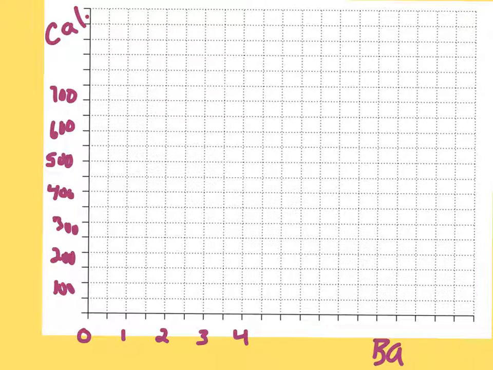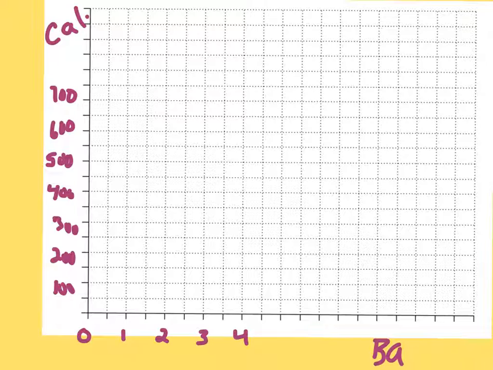Alright, so here's the graph that I've set up for the problem that we were working on. On the bottom here we have the number of bars that we've eaten, 0, 1, 2, 3, 4. And up the side we have 1, 2, 3, 4, 5, 6, 700 calories that we could consume potentially. And I stopped at 700 because I looked at our ordered pairs and I saw that we went from 0 all the way up to 520. So I really could have stopped at 600. I didn't need 700, but I stopped there anyway.